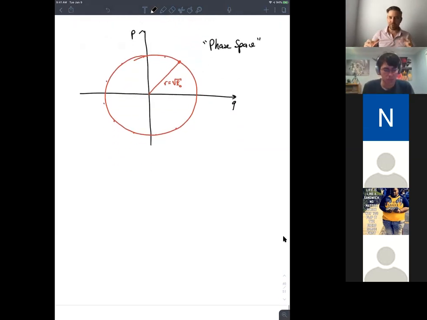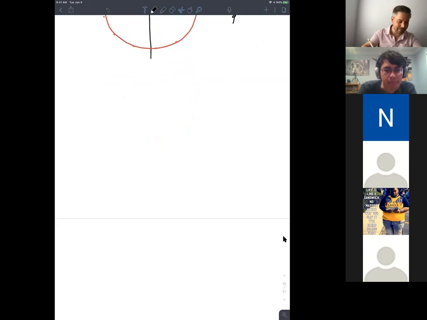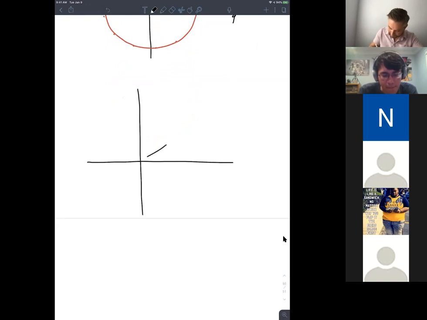Okay, so now again, we're only going to be talking about systems of constant energy, but what if we change the energy? What would it look like? Okay, so let's draw, shall we? So what I'm going to draw is this. Okay, so on this axis, I'm going to put the momentum. On this axis, I'm going to put the position. And on this axis, I'm going to put energy.